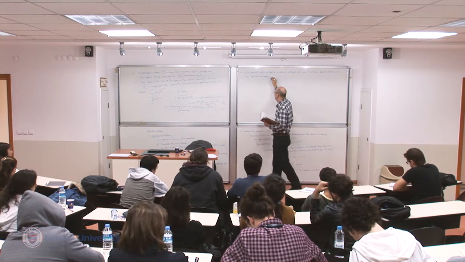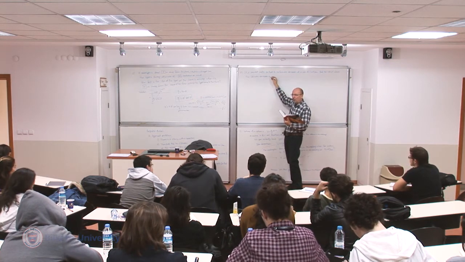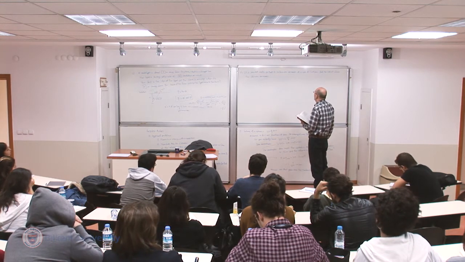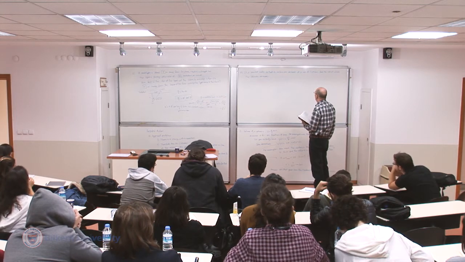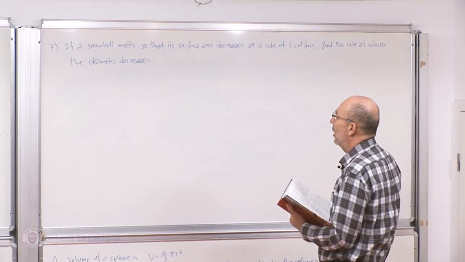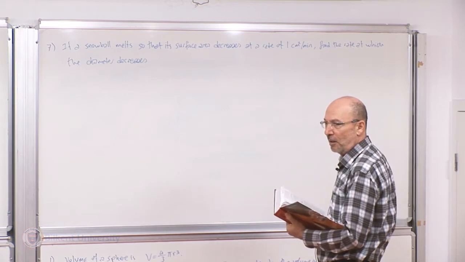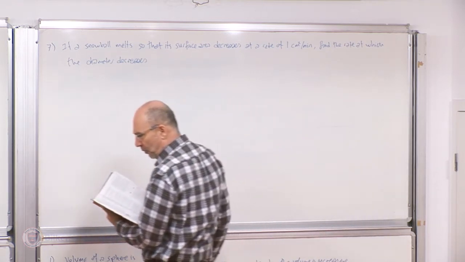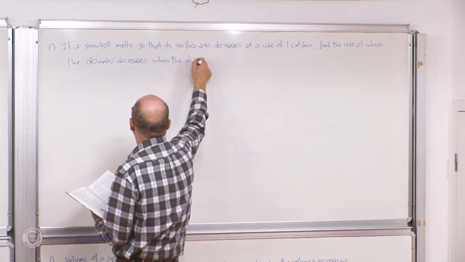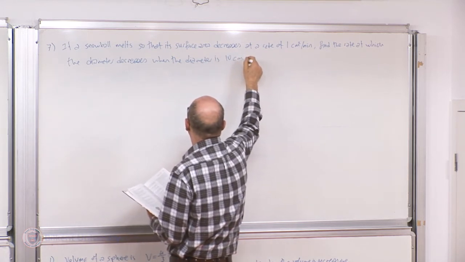Of course, if you put a full stop here, the problem is not well defined, because we need one more data here. Just consider the surface area formula. You take its derivative. The derivative has r and r prime. So here r prime is asked, so we must have r. When the diameter is 10 centimeters.